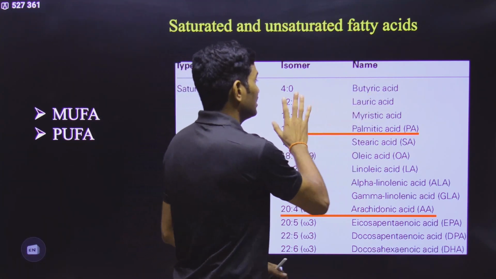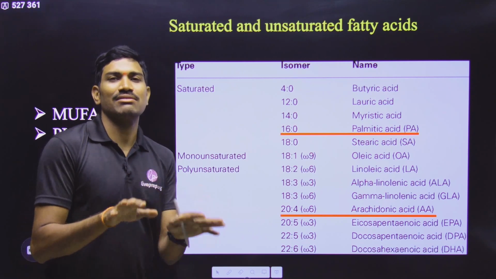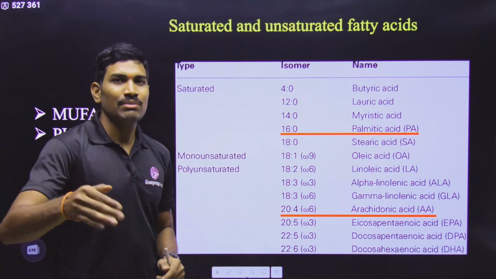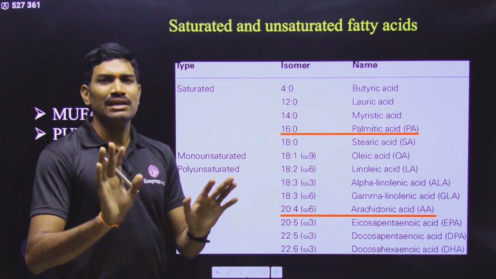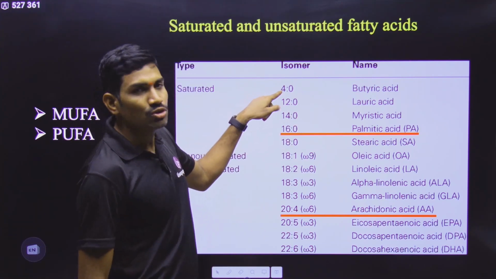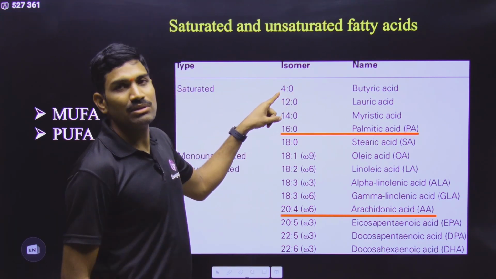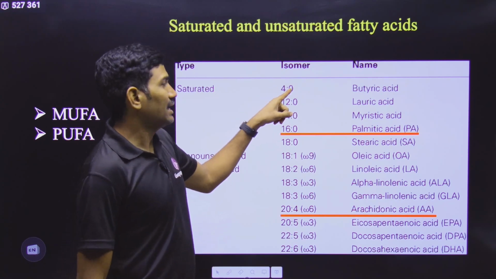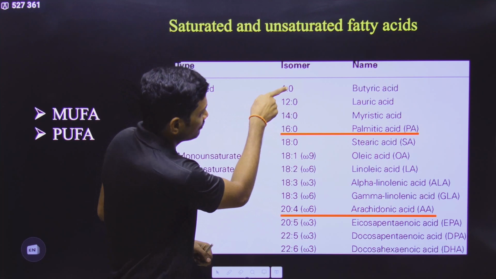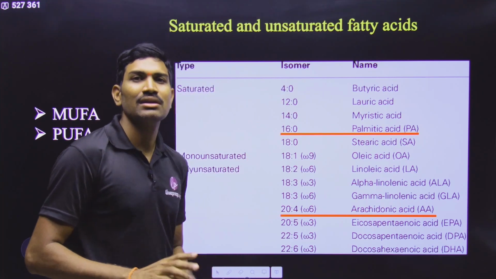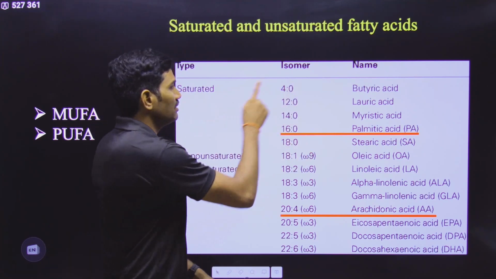This is the standard way of representation. Once again I am telling you, at this level of class 11th and 12th, you don't need to worry about this, but I am telling you the standard way of representation. Suppose by mistake in the examination they give it like this, at least you should understand it. The first number is the total number of carbons and the next number indicates the number of double bonds. 4 carbons are present in total, and 0 double bonds. 0 double bonds means it is saturated. That's why under the saturated, all these have 0, because double bonds are not present. That's why they are considered saturated.